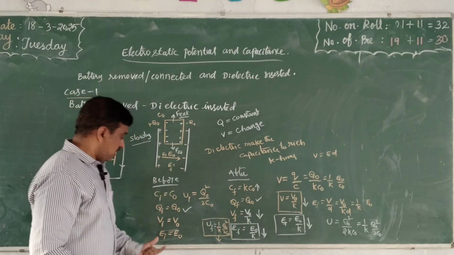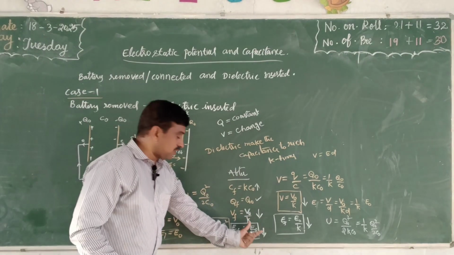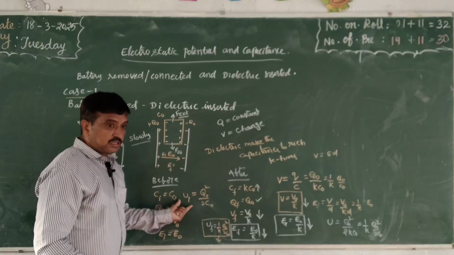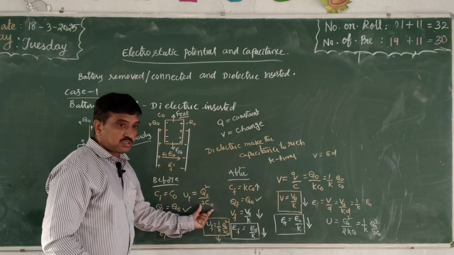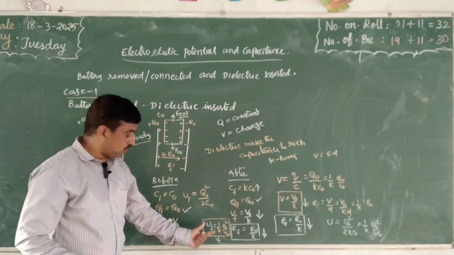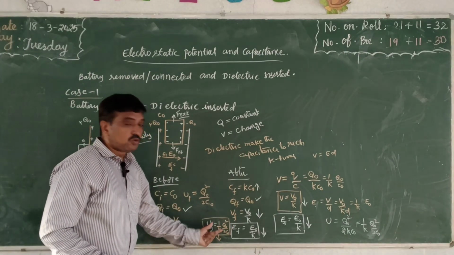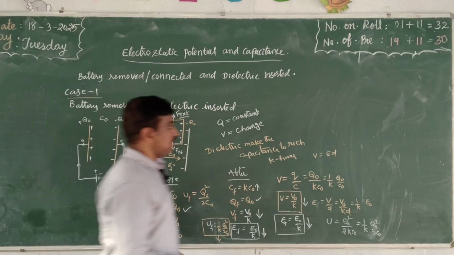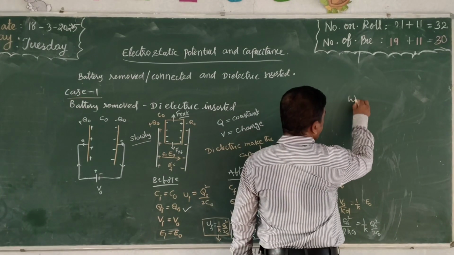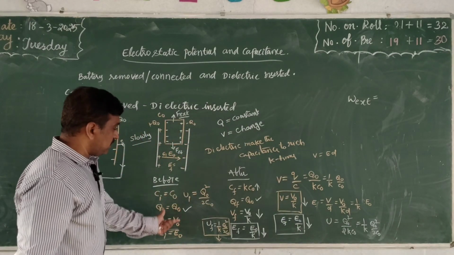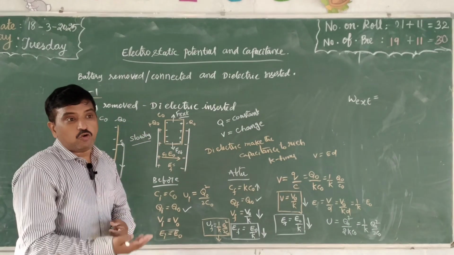by K, electric field decreases K times, E naught to E naught by K, potential energy decreases K times, Q naught square by 2 C2, C2 is K C naught, so Q naught square by 2 K C naught, means K times decreases. Yes? What is it here? Work done by an external agent we can write here. See, potential energy decreases, where will this potential energy go?